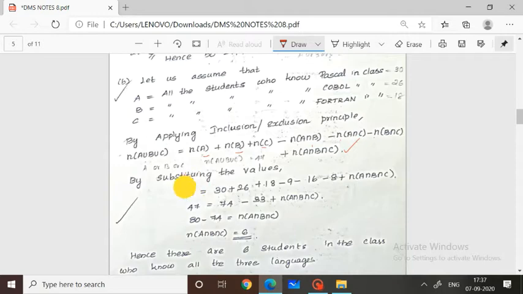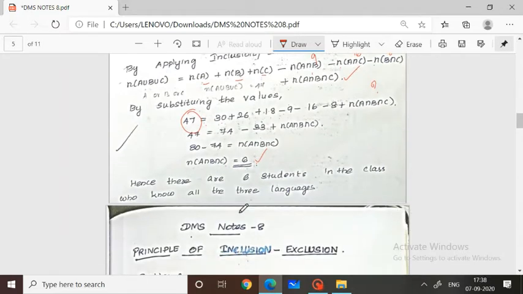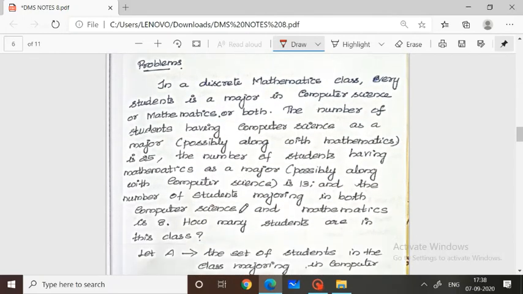So n of A union B union C is 47, equal to n of A is 30 plus 26 plus 18 minus n of A intersection B is 9, n of A intersection C is 16 and n of B intersection C is 8, plus n of A intersection B intersection C. That we do not know, and simplifying this, n of A intersection B intersection C is equal to 6. Hence there are 6 students in the class who know all the three languages. Now we shall move on to the next question.